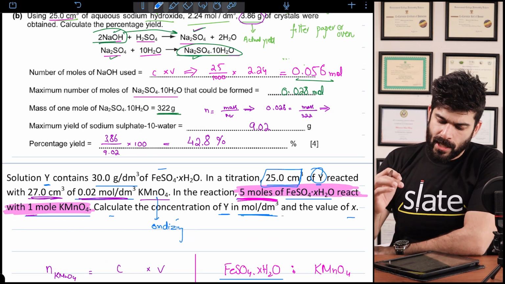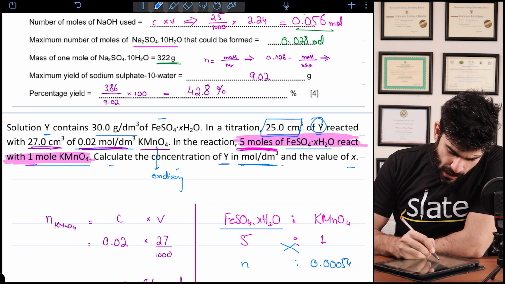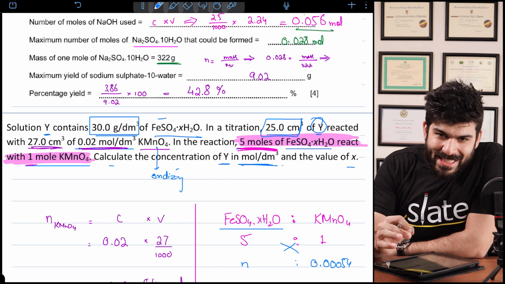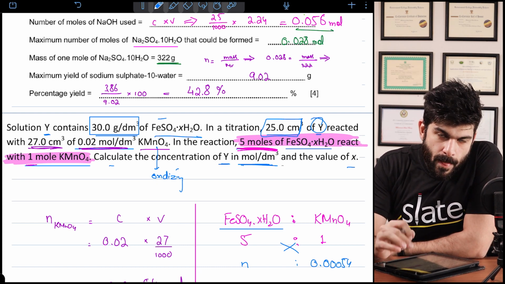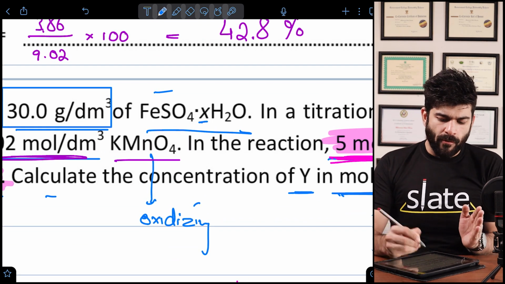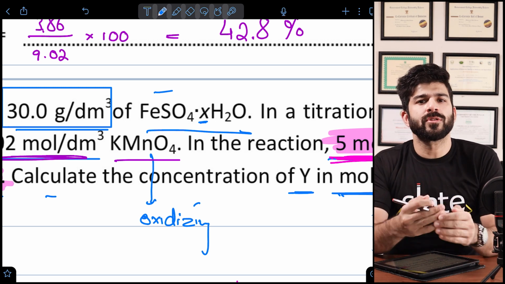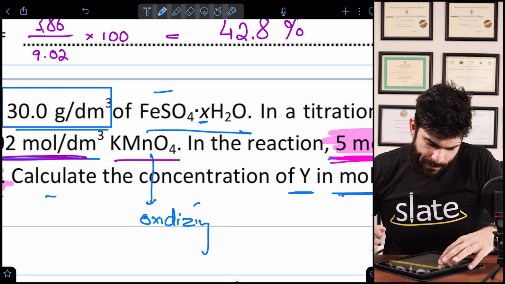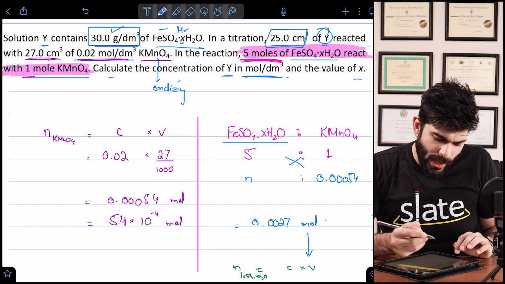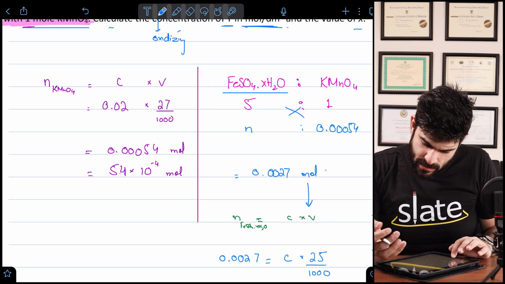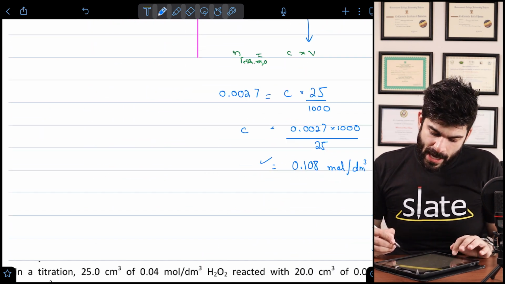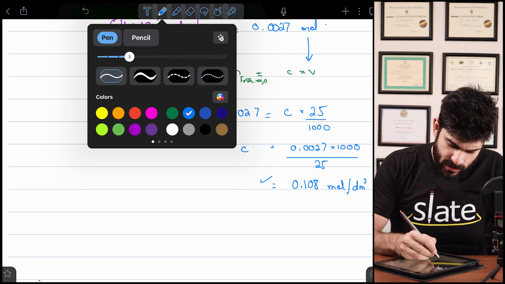Now, how to calculate the value of X? Here we have this salt, 30 gram per dm cube of the salt. Now, what do we not know about the salt? We don't know the value of X. So X will be a number which will be multiplied with the mass. So what's the next step? We need to calculate the MR of the salt using this value. How will we calculate the molecular mass? We have the mole per dm cube concentration. We have the gram per dm cube concentration. And let's use the formula we have been using in so many questions.